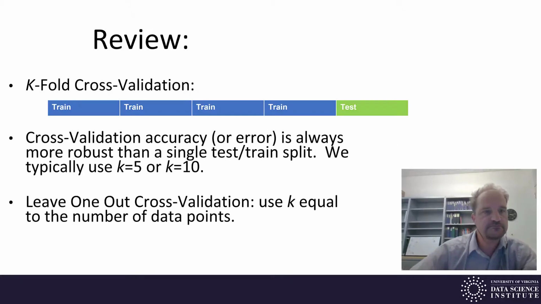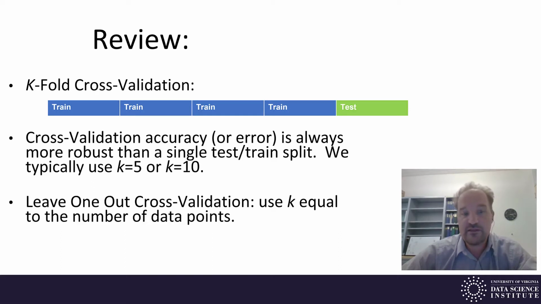So in review, we've talked about K-fold cross-validation. A good way to remember K-fold cross-validation is just from this diagram right here, showing splitting our data into 5 subsets and then testing on one and training on the other. And of course, we iterate through each of those subsets being the test data set. And we've talked about how cross-validation accuracy or error is always more robust than a single test train split. And typically, we use k equals 5 or k equals 10.